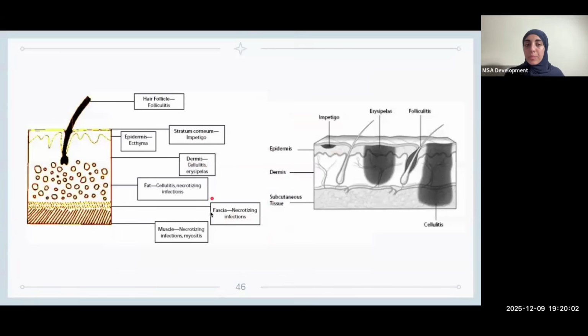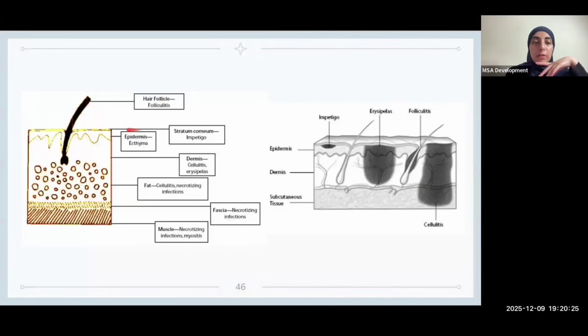Now, in dermatology infections, the level that's affected by each infection is an important thing because some infections are superficial, some are deep. So you should know that if you have an infection in the hair follicle, we call this folliculitis, which is perfect. It's easy for us to remember. Folliculitis, hair follicle.